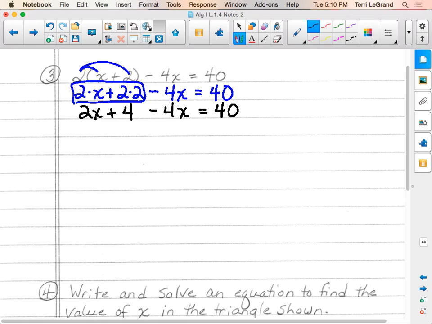Ready to solve? Nope, we got some like terms on the same side. When they're on the same side, we're going to combine them. So what we have here is this 2x right here and taking away a 4x. So 2x take away 4x, 2 take away 4 is negative 2. And they're x's, so they stay x's. We're just combining them. And bring our plus 4 along.